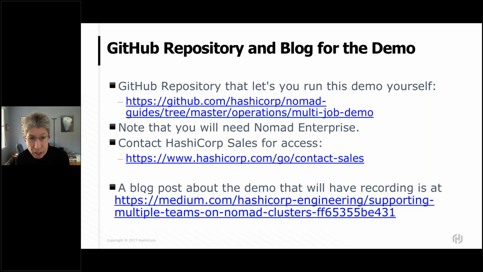This multi-job demo does need Nomad Enterprise, so you would have to contact HashiCorp sales to get some AWS keys that would let you download it, but they'll be happy to provide you with that if you're interested, and then you'd be able to run through this demo and other demos on your own.